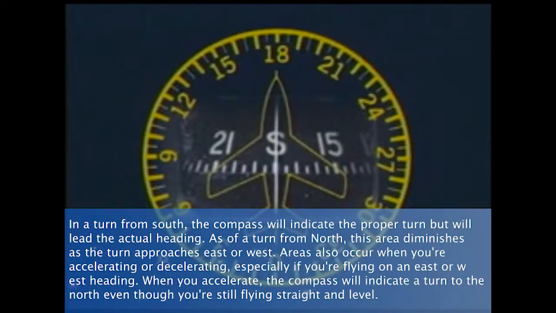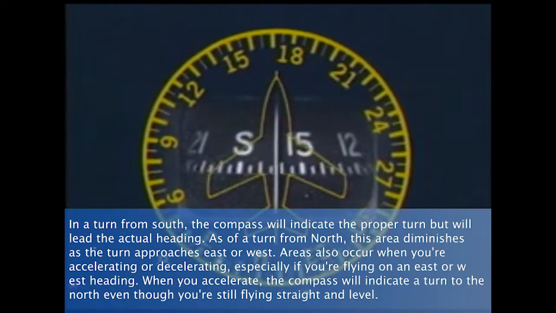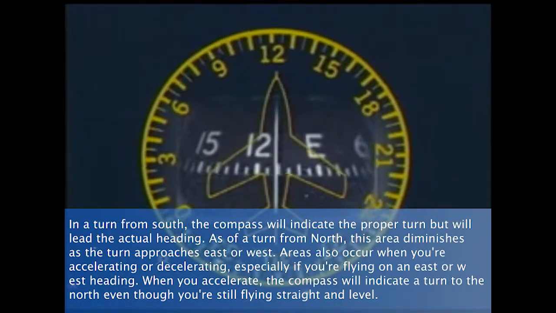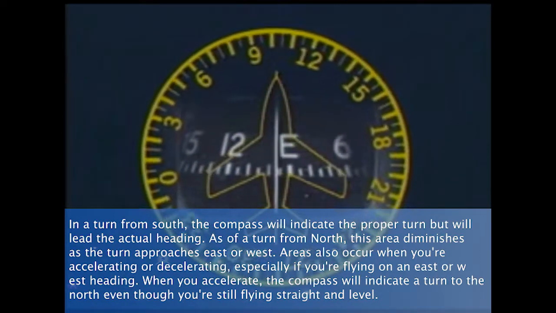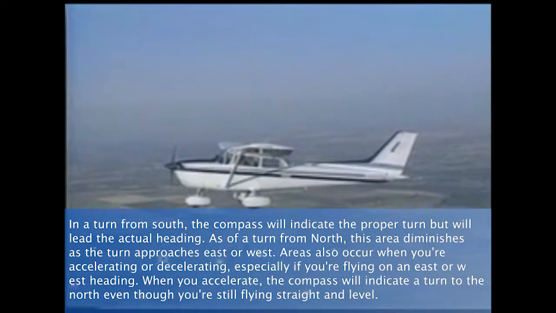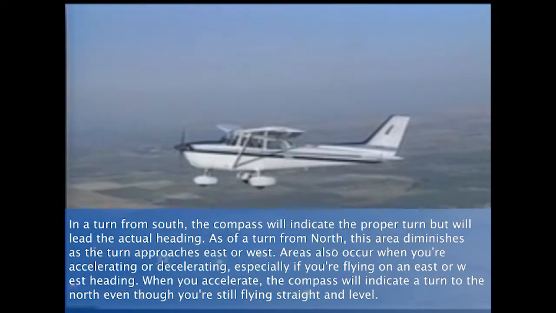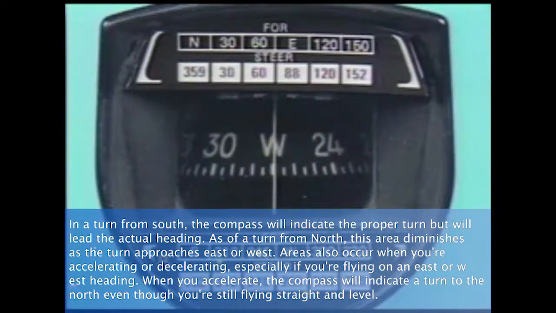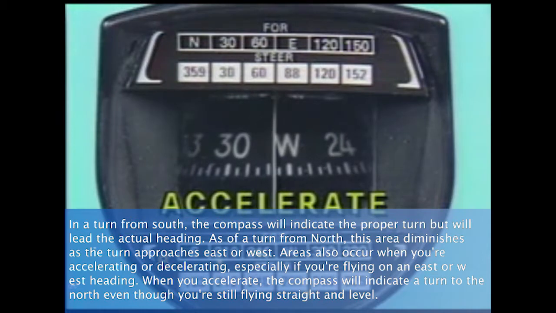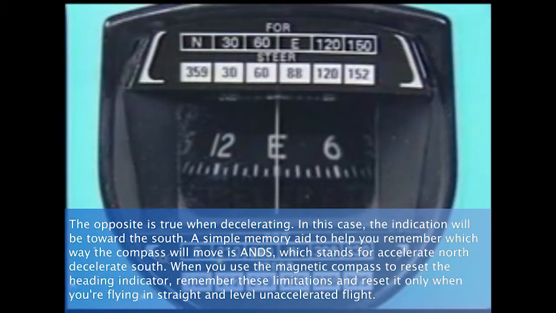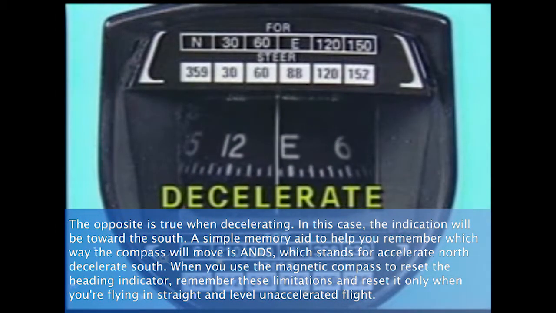In a turn from south, the compass will indicate the proper turn, but will lead the actual heading. As in a turn from north, this error diminishes as the turn approaches east or west. Errors also occur when you're accelerating or decelerating, especially if you're flying on an east or west heading. When you accelerate, the compass will indicate a turn to the north, even though you're still flying straight and level. The opposite is true when decelerating. In this case, the indication will be toward the south.